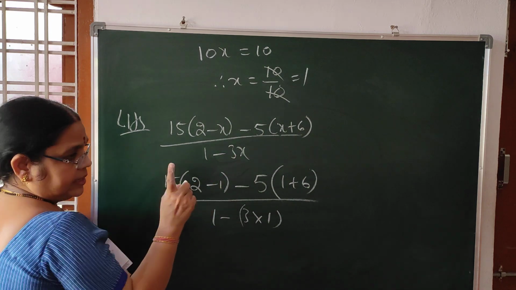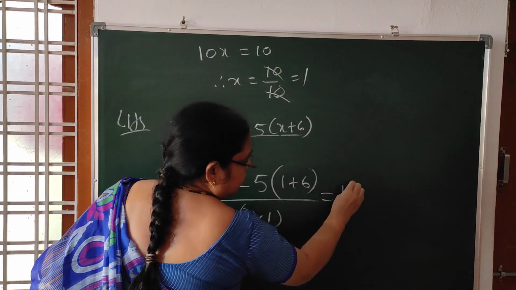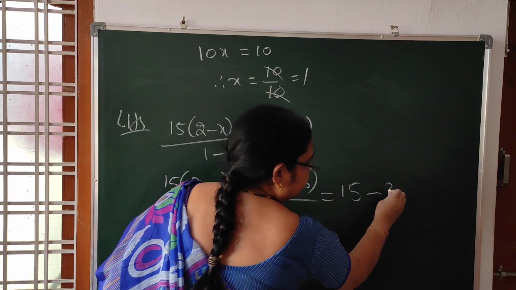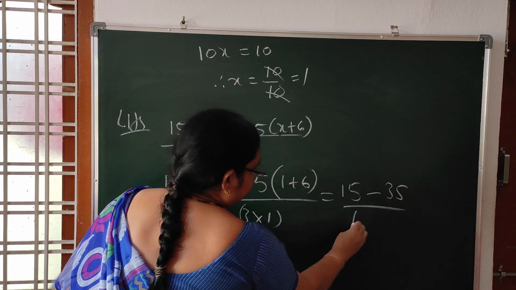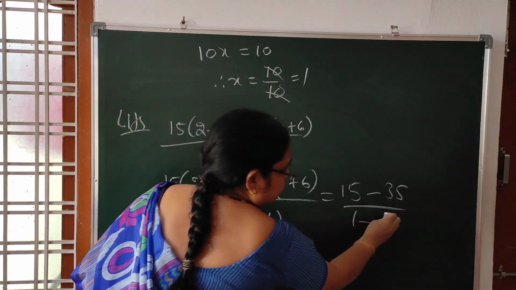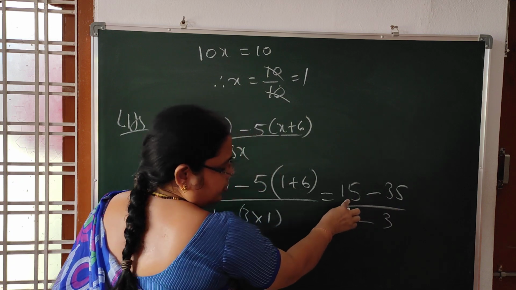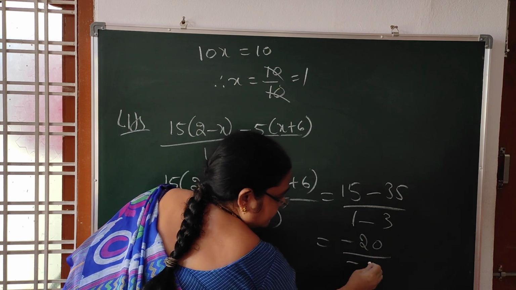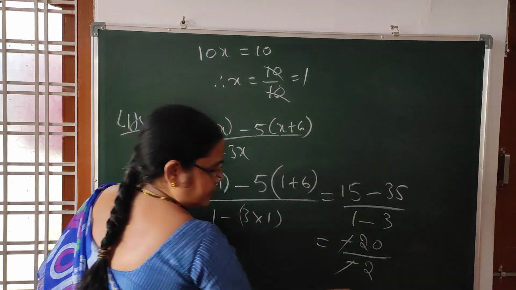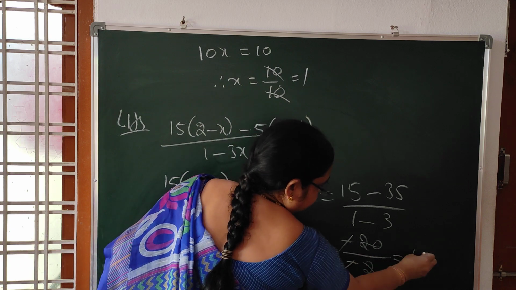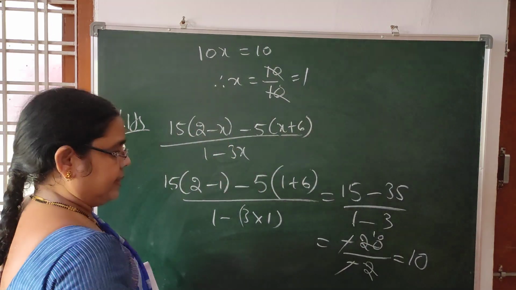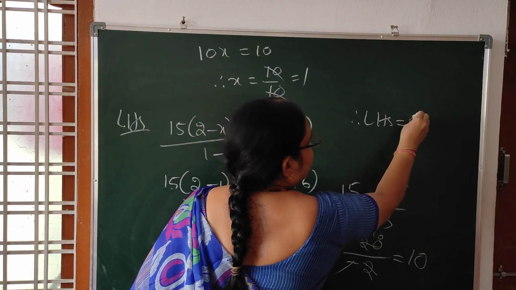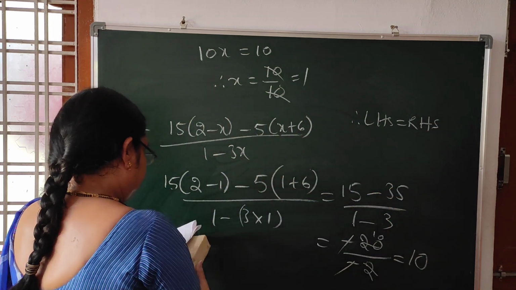So this is 2 minus 1 is 1. 15 into 1 becomes 15 minus 6 plus 1 is 7. 7 into 5, 7 5s are 35 by 1 minus 3 into 1 is 3. So 35 minus 15 is how much? Minus 20 by 1 minus 3 is minus 2. Minus you can cancel. 2 tens are 20. So what is the RHS given? 10. LHS how much we got? 10. Therefore LHS is equal to RHS, hence it is verified.